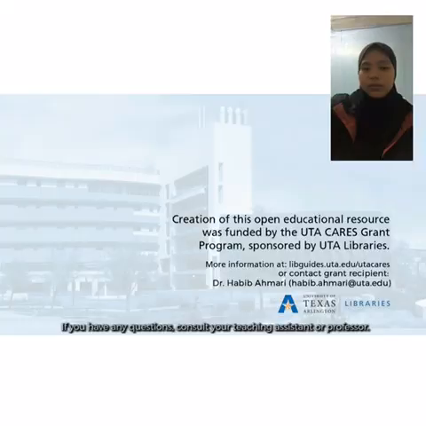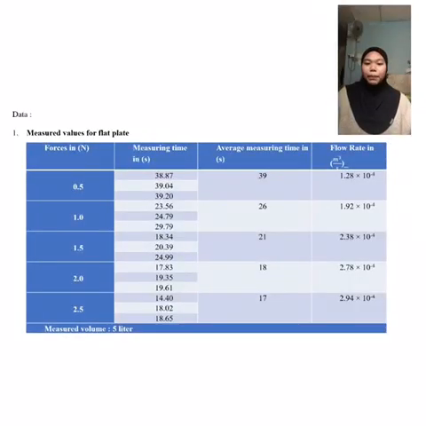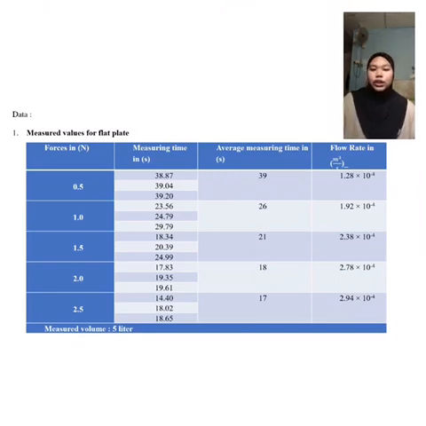Thank you. This is the data for impact of jet. So firstly, we measure values for the flat plate. In the data we have forces, measuring time, average measuring time, and flow rate. Firstly, in the data I get the forces and measuring time. To calculate the average measuring time, all the measuring times are divided by 3 to get the average. Flow rate is measured volume divided by average measuring time.